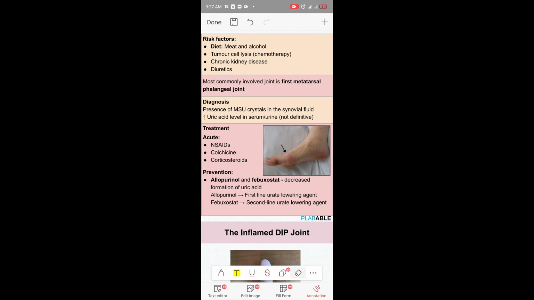So allopurinol is first line, but once this acute attack subsides, you give the NSAID or colchicine with the PPI in this acute attack, and after 7-8 days, once it's gone, then you can start on allopurinol. That's the first line. The second line is febuxostat. Both allopurinol and febuxostat are xanthine oxidase inhibitors. In refractory cases, you can use uricase.